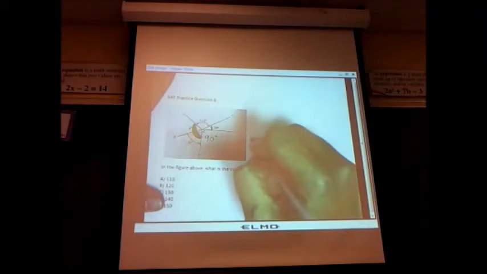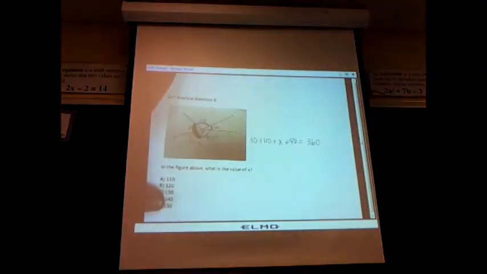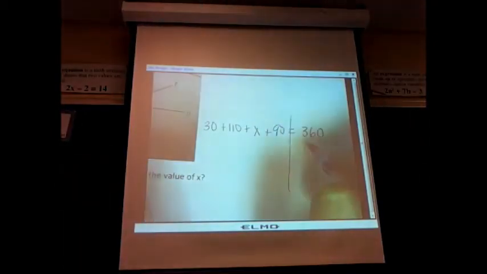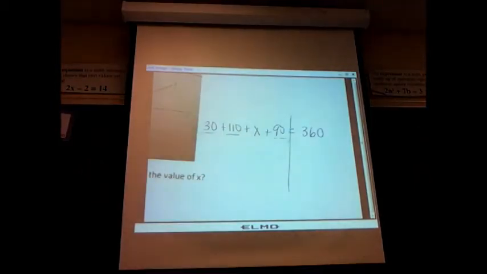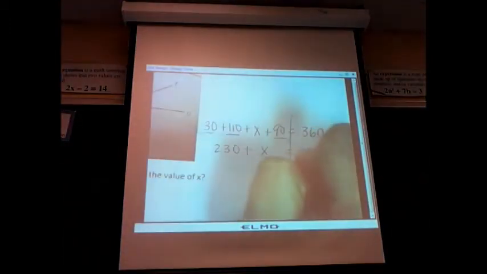So all the way around is 360. So I know that 30 plus 110 plus x plus 90 gets me all the way around the circle with no gaps. I really don't even need that 70 right now. So let's look at what I wrote. Basically, 30, 110, and 90, if I add those, 30 plus 110 plus 90, that's 230 plus x gives me 360.